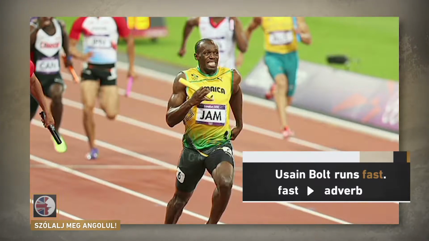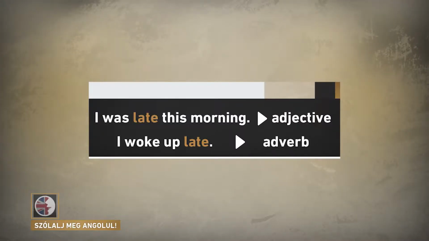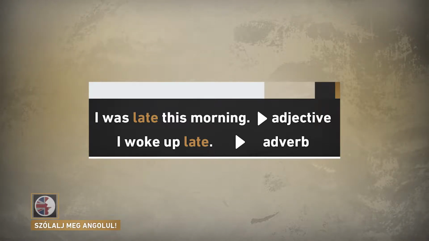And what do we notice about the form of the adverb? That's right, it doesn't change. We don't add ly to the end of the adjective. The adverb from the adjective fast is not fastly. The adverb doesn't change spelling at all. The adjective is fast, and the adverb is also fast. Now, as we saw before in week 16, I think, the adjectives fast, hard, early and late don't change spelling when we use them as adverbs. I was late this morning, I woke up late. The first late is an adjective. The second late is an adverb.